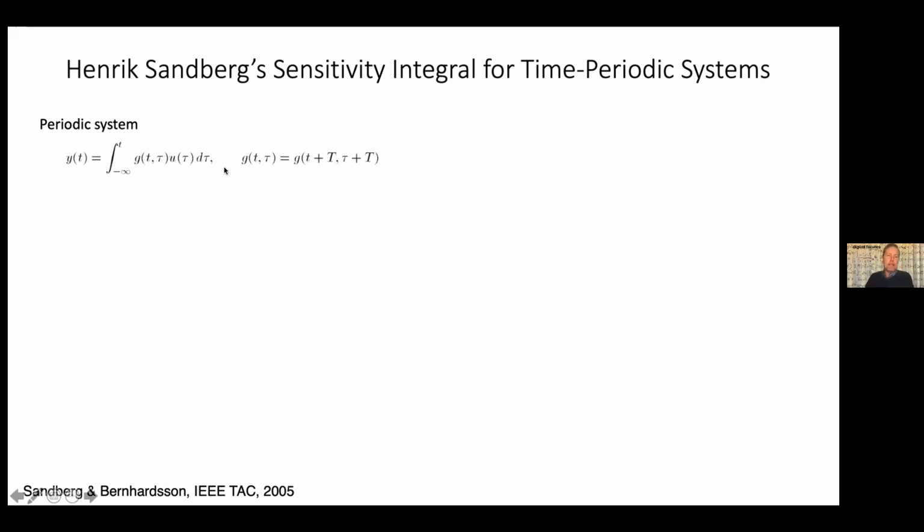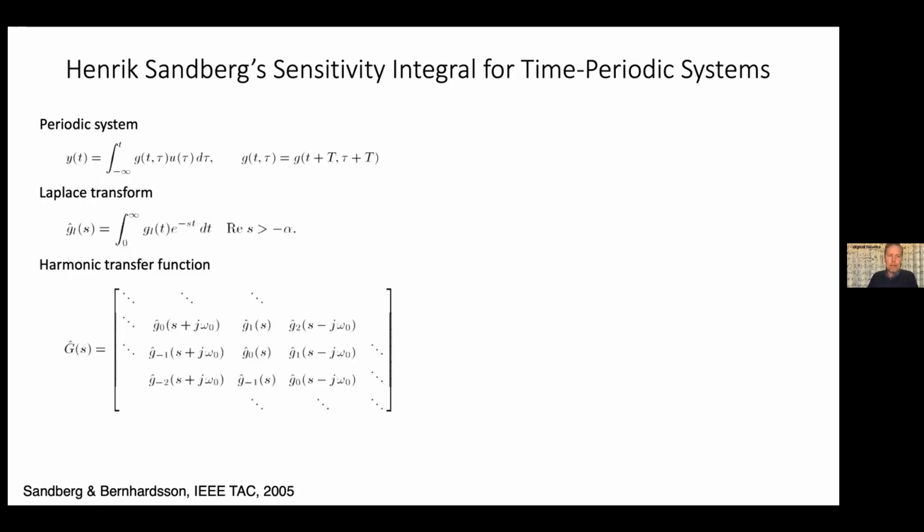So what is a linear time periodic system? We can express that in the impulse response of the system. So we say that we have a linear system given by this expression here, but the impulse response G now is periodic and has periodicity capital T. If you have such a system, you can take the Laplace transform and define a transfer function for that system. The transfer function will not be like the usual transfer function we are used to, but it will instead be an infinite dimensional transfer function. It's called the harmonic transfer function.